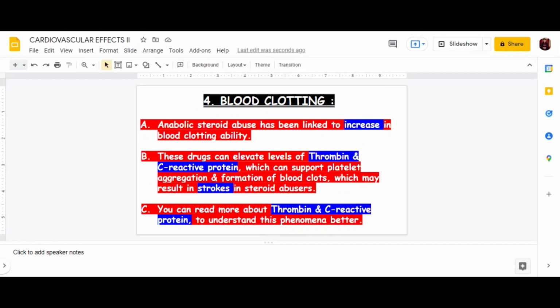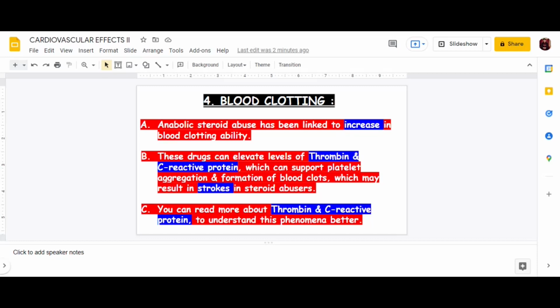Another side effect which we are going to talk about is blood clotting. Anabolic steroid abuse tends to increase the blood clotting ability. So how does it do this? Basically, it elevates the levels of thrombin and C-reactive protein, which support platelet aggregation and formation of blood clots, which may result in strokes in steroid abusers. If you want to know more about thrombin and C-reactive protein, you can always search this on the internet and you will find a lot of information.